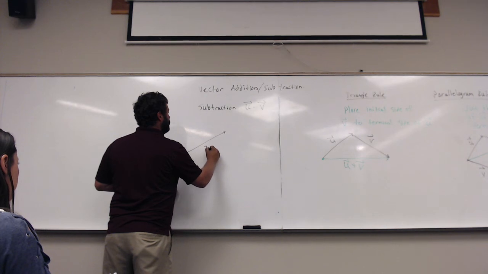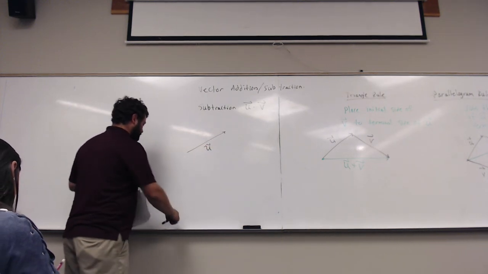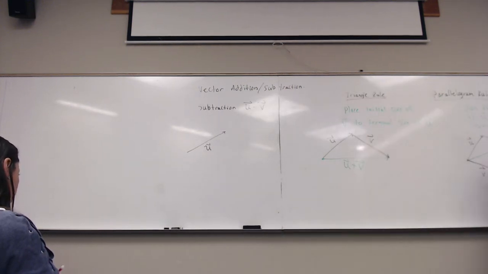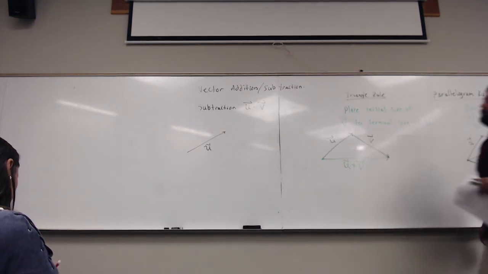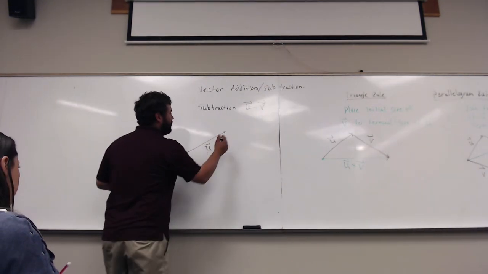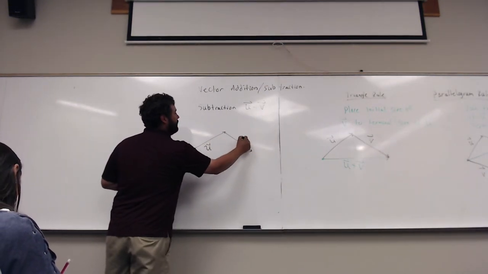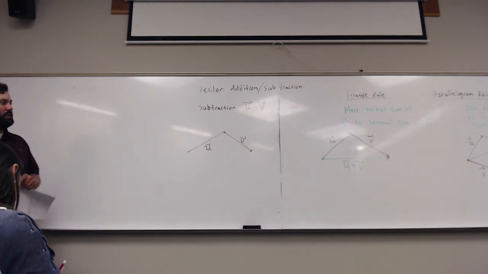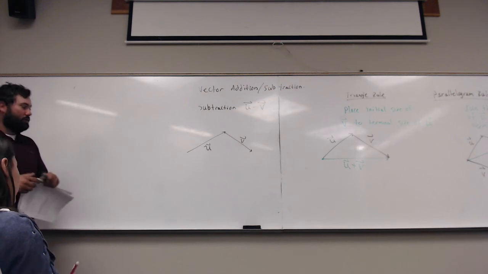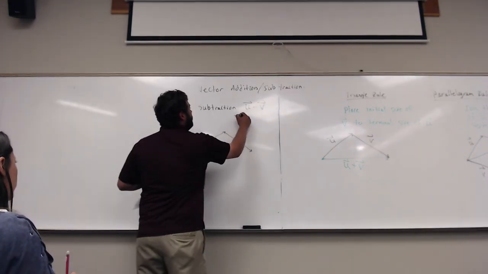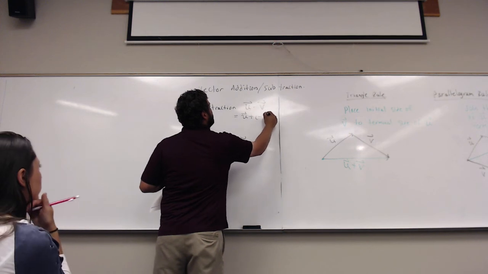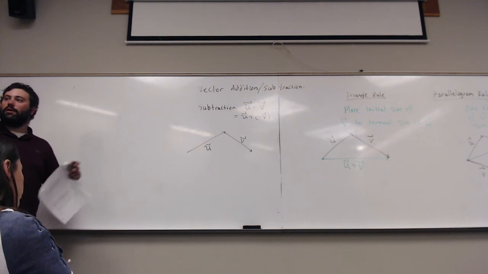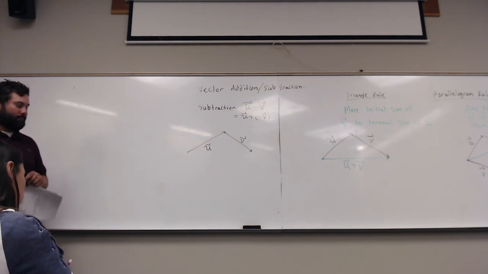So say this is u. And then what I'm going to do is place v, like I'm going to do the triangle rule. I'm going to say v is right here. So I joined the initial side of v to the head or the terminal side of u. And here's how we're going to think about subtraction. Instead of doing u minus v, we're going to think about taking u and adding minus v to it.